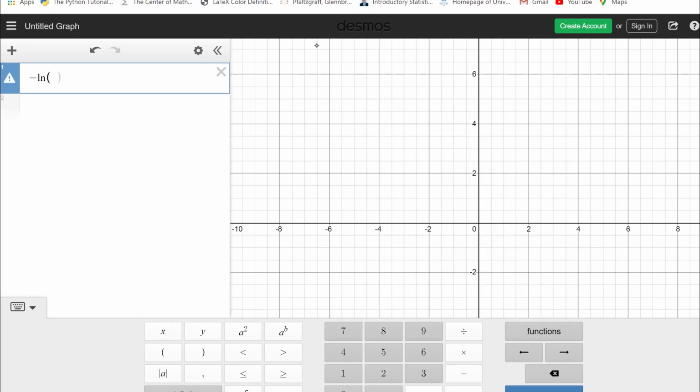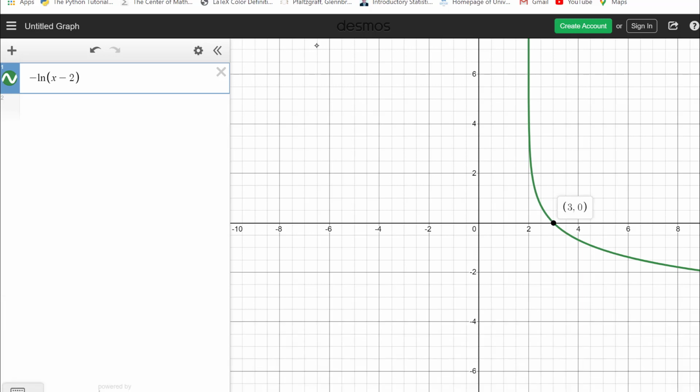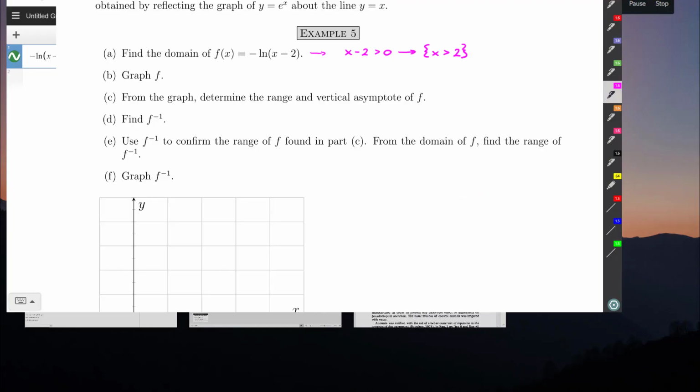Natural log 2. And there's your graph. You can see that it has an x-intercept of +3, has a vertical asymptote at 2, which is what we would have expected given that the domain is greater than 2. And so we can graph this on our notes.